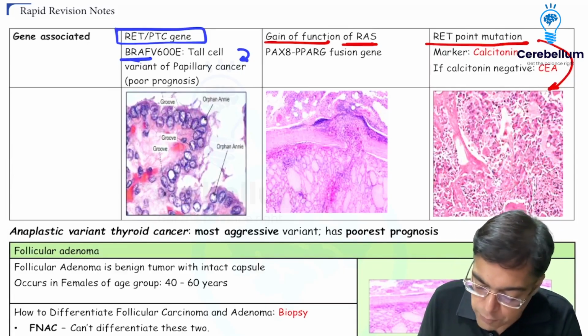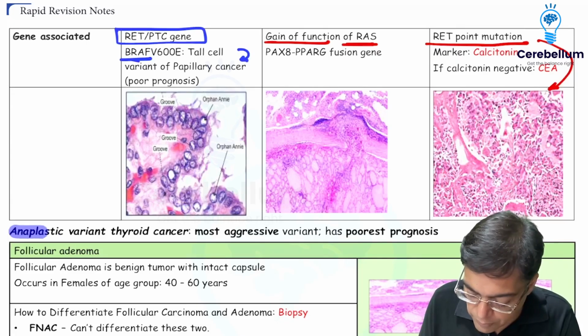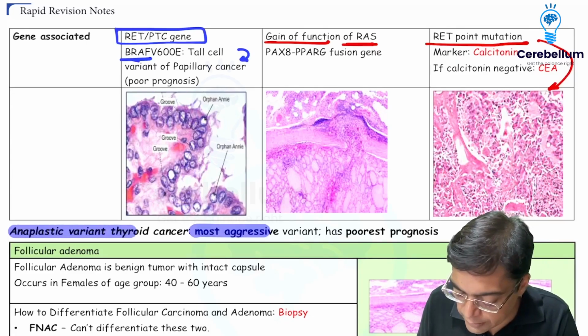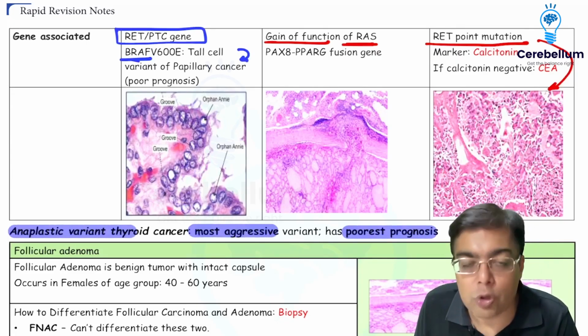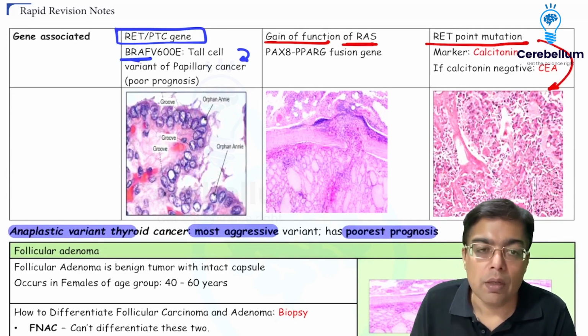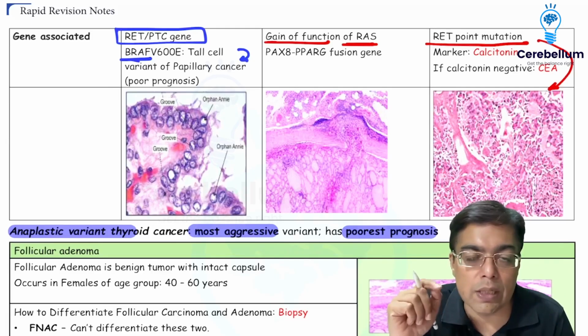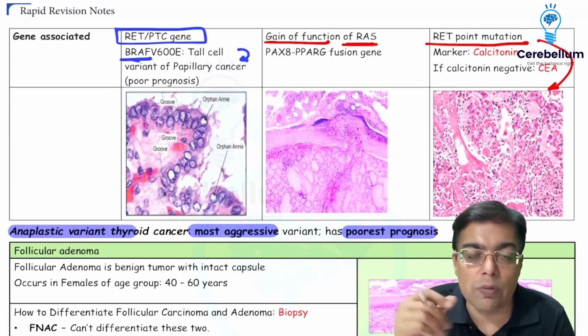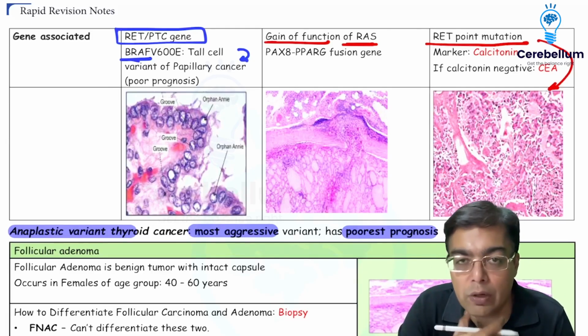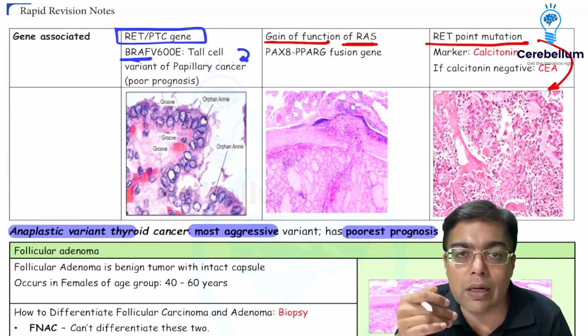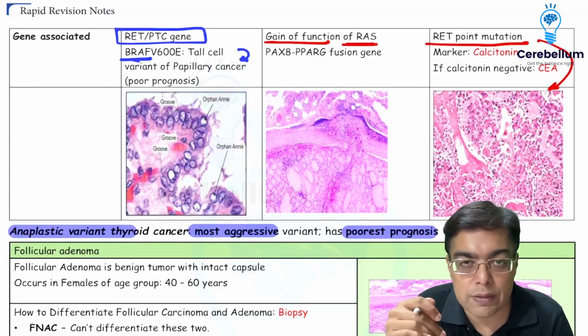Just one final variant about which we need to have an idea. Anaplastic variant, that is going to be highly aggressive, and therefore it is going to have a poor prognosis. Remember, the anaplastic variant is the one which is seen in elderly patients. And this is the one which is going to have a thyroid mass which can extend into the surrounding anatomical areas like the trachea or the esophagus.